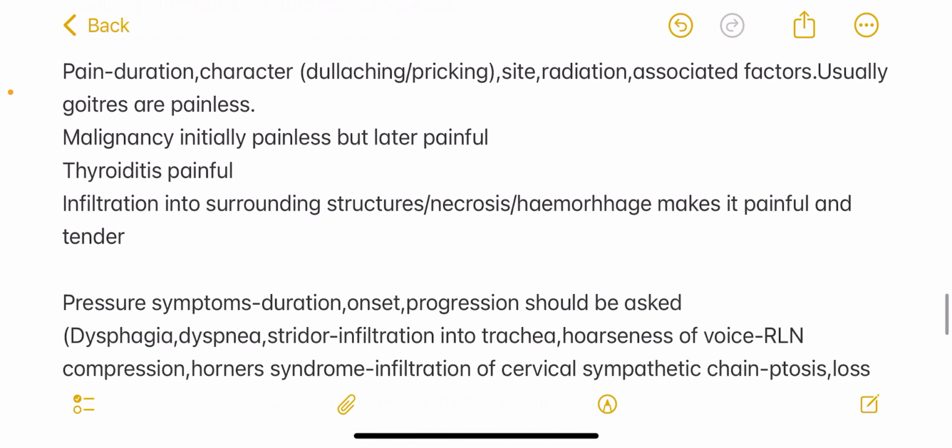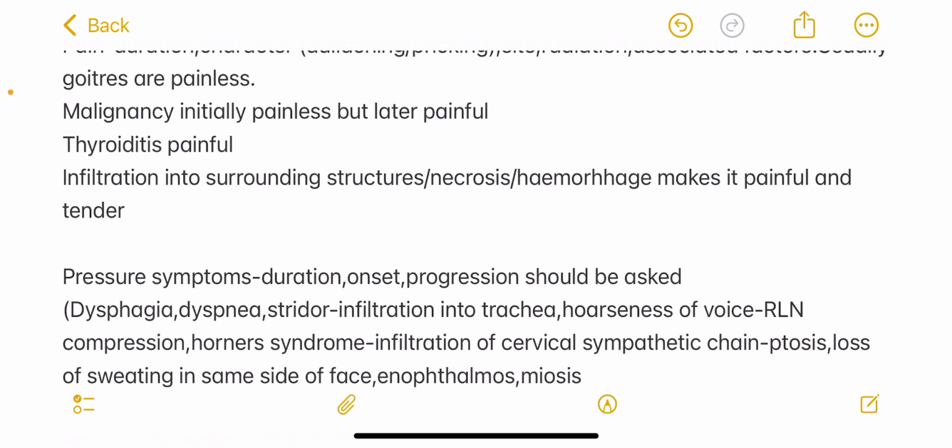Next, the pressure symptoms. Symptoms like dysphagia, dyspnea, stridor, all of these are because of the infiltration into the trachea. And hoarseness, as I said, is because of the recurrent laryngeal nerve compression. And sometimes Horner syndrome can happen, which is because of the infiltration of the cervical sympathetic chain. The four features of Horner syndrome are ptosis, loss of sweating on the same side of the face, enophthalmos, and miosis. So all these four, ptosis, anhidrosis, enophthalmos and miosis, will be seen.